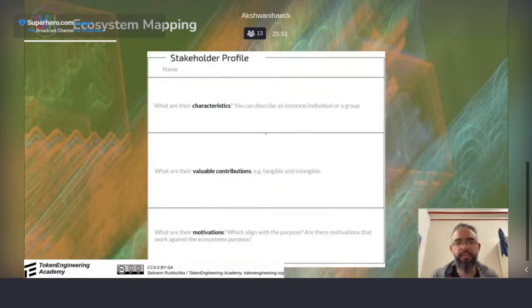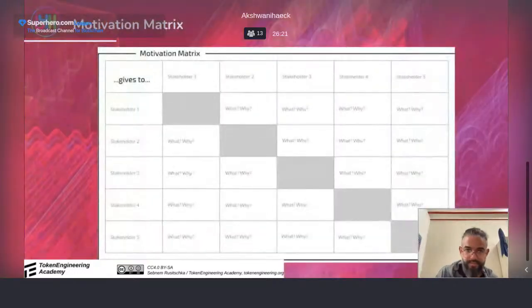Let's define stakeholder per stakeholder. Important things to define: a name, identification. How do we call these guys? What are the characteristics of them? Are they individuals or are they groups of people? What are the contributions that they do or might do to the system? What are the motivations to be here? What kind of things made them to be aligned with that purpose? The motivation matrix comes after we define several stakeholders of our ecosystem.